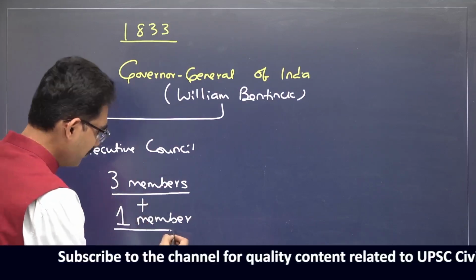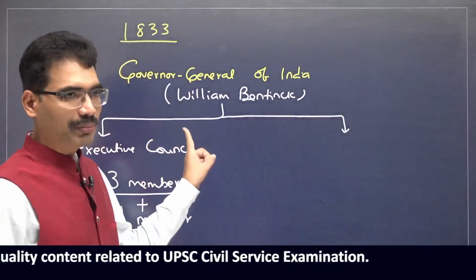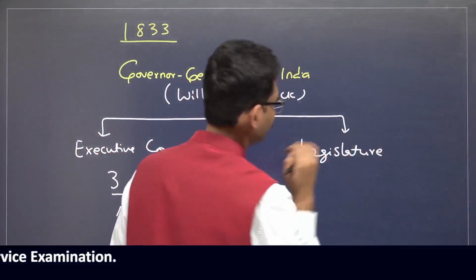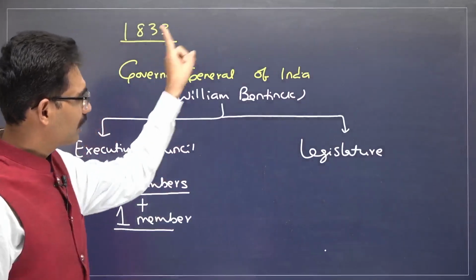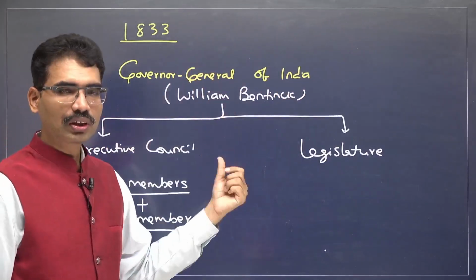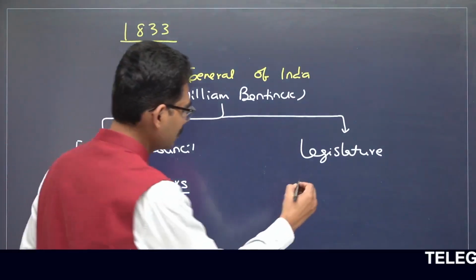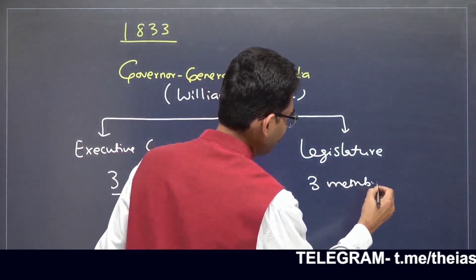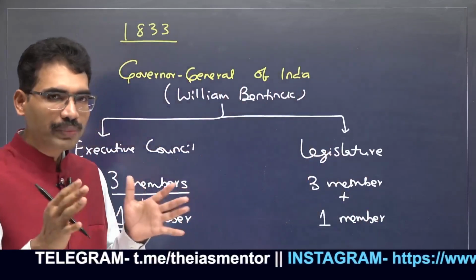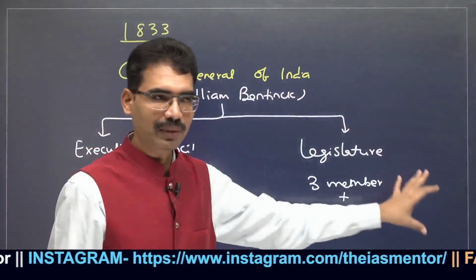And the purpose of this member is to advise the people for making legislation. Legislature. That means the Governor General of India will be there, the Executive Council with 3 members up to now. Now a 4th member is also added. This 4th member is going to stay when this Executive Council meets as a legislative body. This is like a cabinet, this is like a parliament.